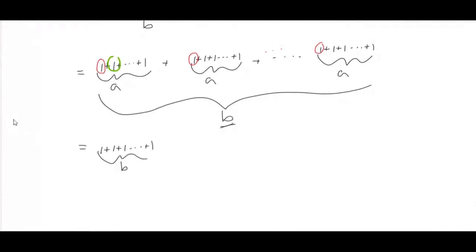Now we're going to add the second leading 1 in all of these groups. Again, there's going to be B of them, 1 plus 1 plus 1 and so on. And then we're going to add the third leading 1, right? Which I didn't draw everywhere here, but you know it's there. And so on. We're going to do that for all of them until we end up with the last 1 in the row.